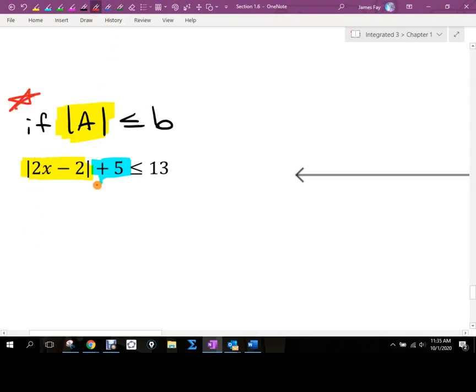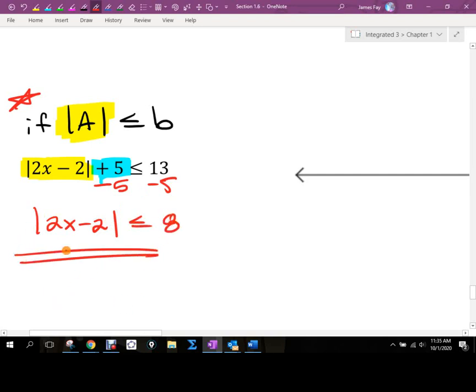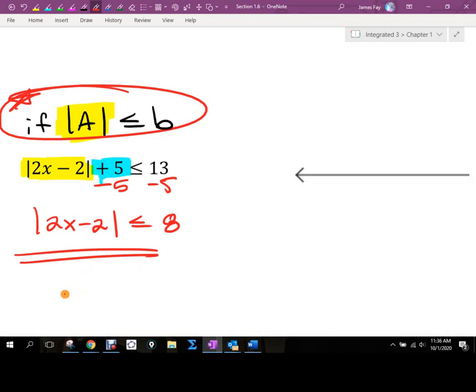Okay? So what you need to do is rewrite this as the absolute value of 2x minus 2 less than or equal to 8. And now that matches that. Does that make sense to everybody? Okay? So in everything we do, before you apply your rules that are provided for you, you need to make sure that your specific problem matches the rule, matches the if part. So in this case, it means you have to isolate the absolute value.